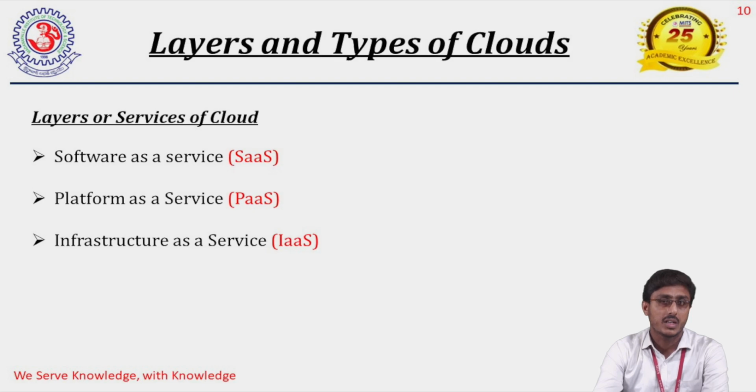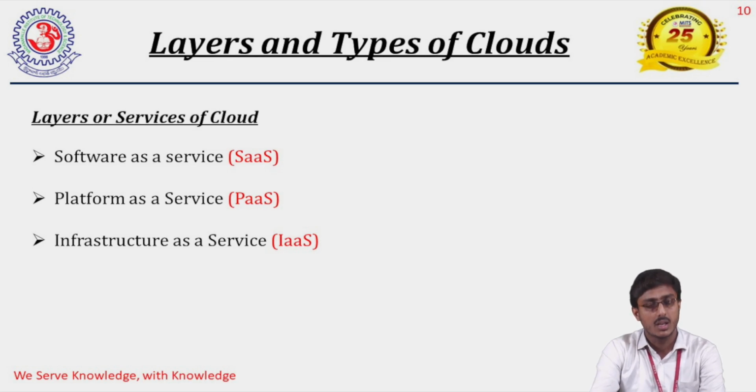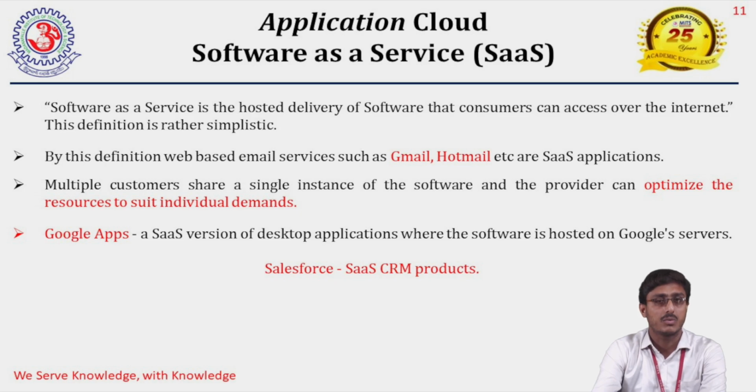The next one is the layers and types of cloud. This we have already seen, right? We can call these services or layers: software as a service, platform as a service, and infrastructure as a service. These are all the things. Let me look over the next one, one by one in detail.